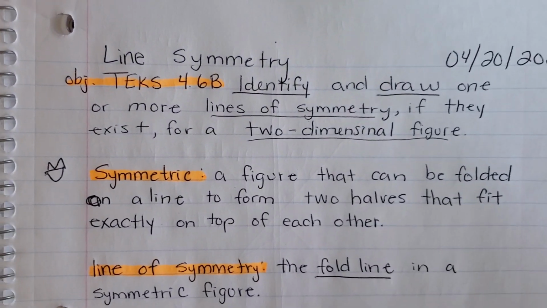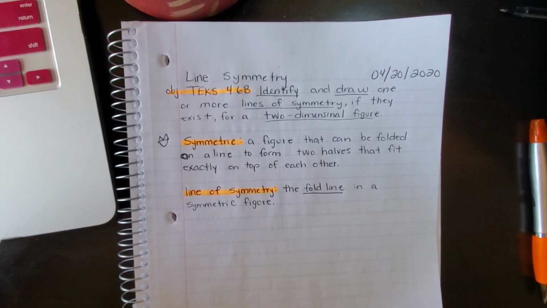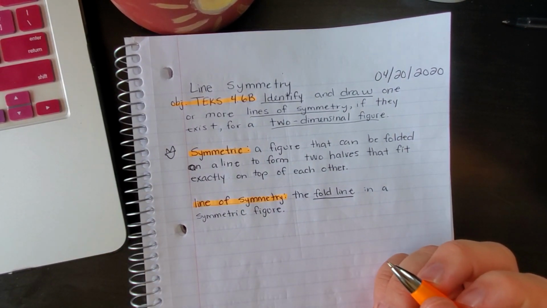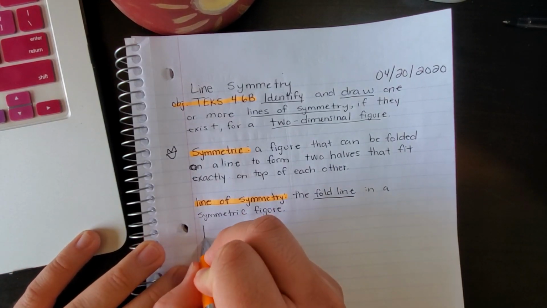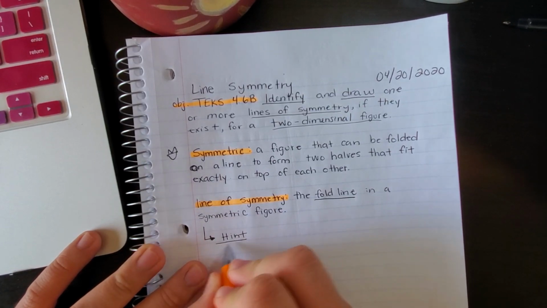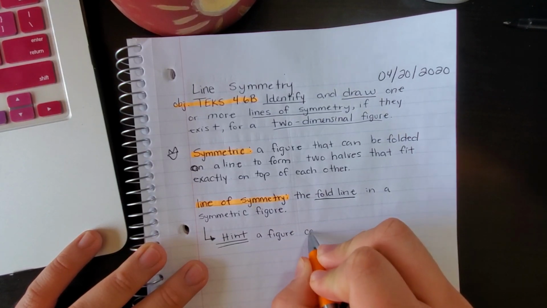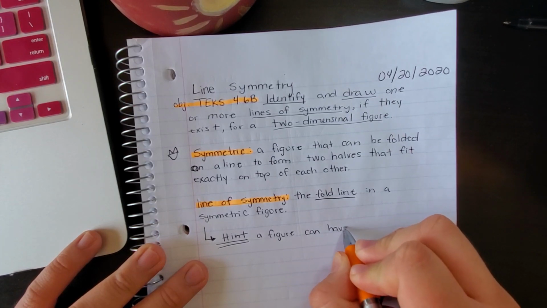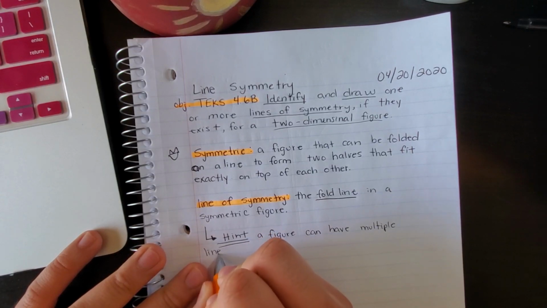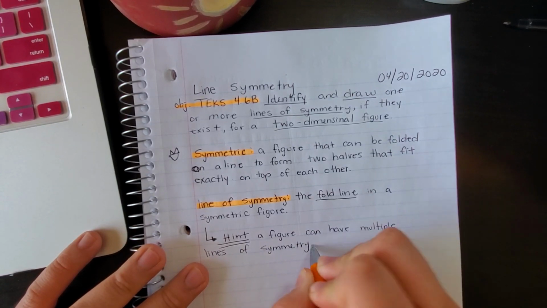So, now let's go over some brief examples of shapes, the ones that we previously covered, right? Remember, I'm going to give you a hint right here. A figure can have multiple lines of symmetry. They can have more than one, okay?